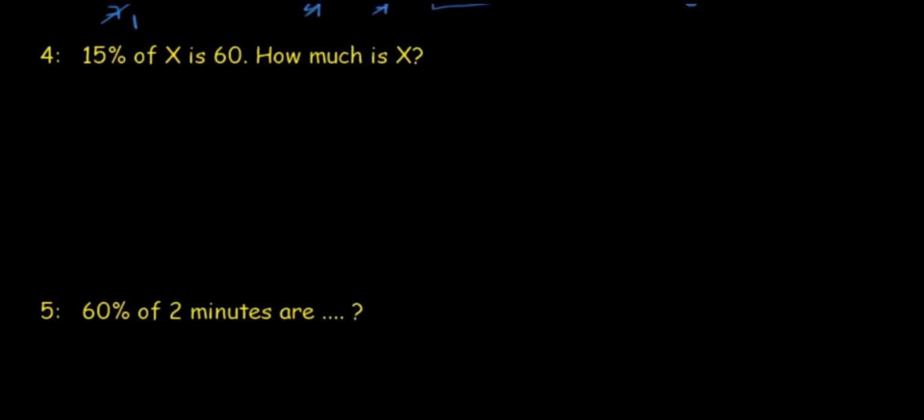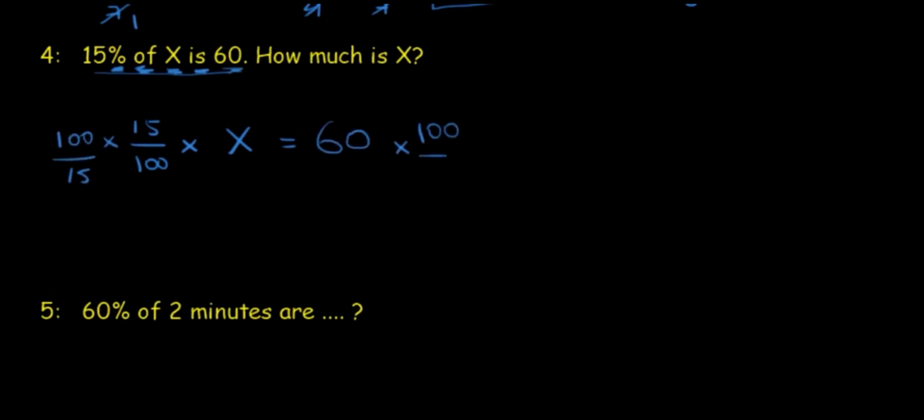15% of x is 60. It's a straightforward question. Why? Because they've given it to you already. 15% of x is 60. Here you go. All I need to do is take the 100 and the 15 onto the other side. So if I multiply on this side, I've got to multiply here as well. 15 goes off with the 15, 100 with the 100. All I'm left with is this portion.